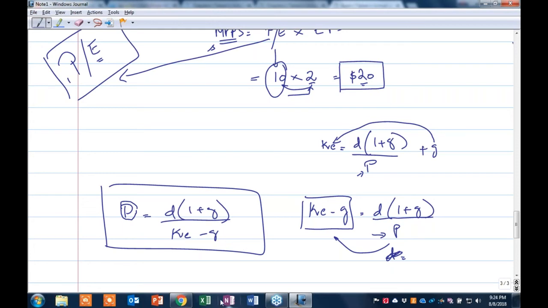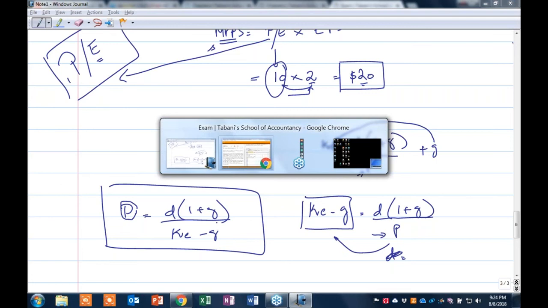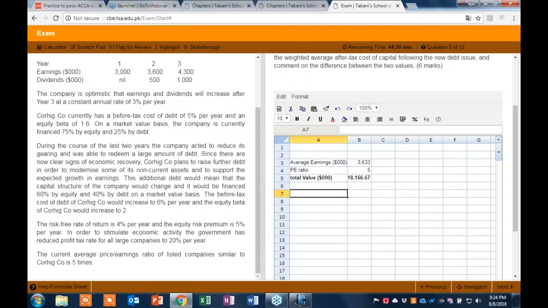So let's search for those variables. First of all, we need to find out the cost of equity. If you look at this question, we have information for the cost of equity. Correct company has a current before tax and equity beta of 1.6. So it has an equity beta of 1.6. The risk-free rate of return is 4%.